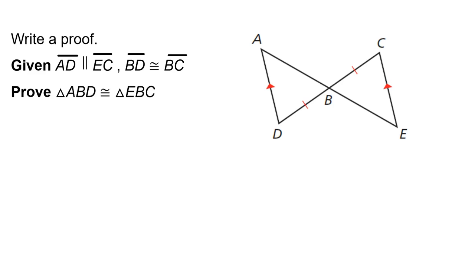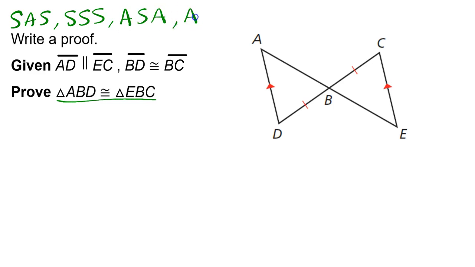Okay, we're going to move on to this where they start asking you to actually write the proofs. You're proving that two triangles are congruent, so you want to think about all the theorems that we've used to prove triangle congruence. The first one we learned was side, angle, side. Then we learned side, side, side. And then today we've learned angle, side, angle, and angle, angle, side. So those are the 4 theorems that we can use to prove triangles are congruent.